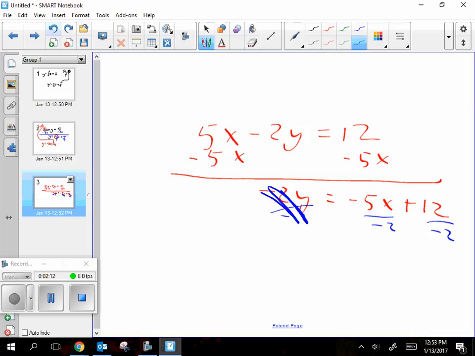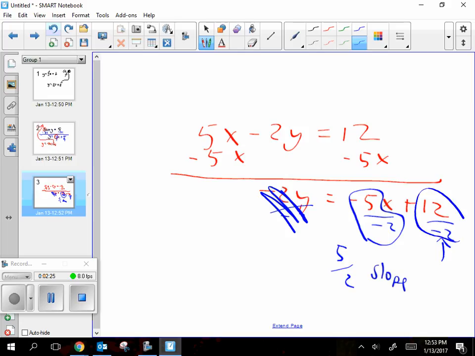And now y is alone, and now the slope is what's by the x. The slope is, well, those negatives would cancel. 5 over 2 is my slope. My y-intercept, that simplifies to negative 6. 12 divided by negative 2 is negative 6. So my slope is 5 halves, and my y-intercept is negative 6.